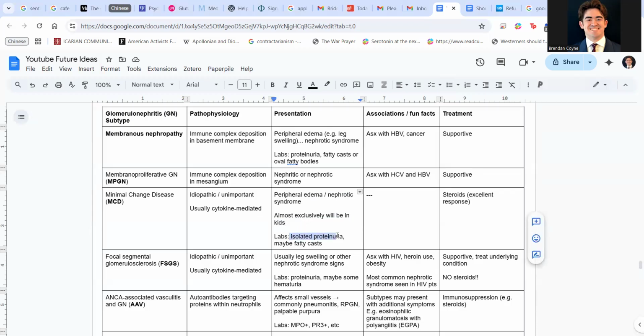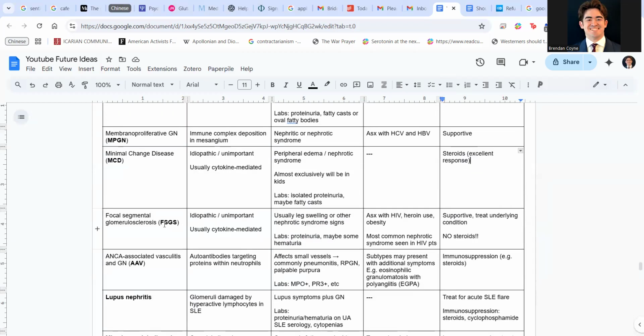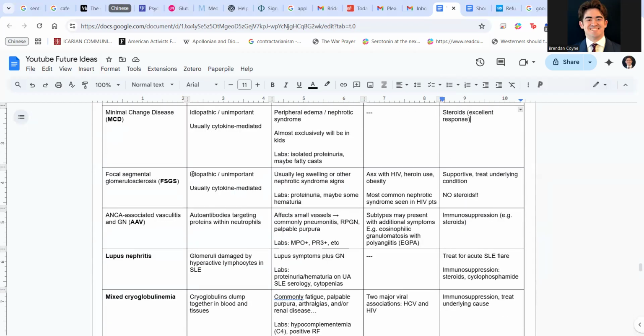And so labs, you're going to see isolated proteinuria and maybe fatty casts. Again, very similar to membranous nephropathy. The only main thing is that steroids have an excellent response. So minimal change disease, steroids is a very good treatment. For FSGS, similarly, the pathophysio is idiopathic. You don't really need to stress too much about it. It is cytokine mediated if you're curious.